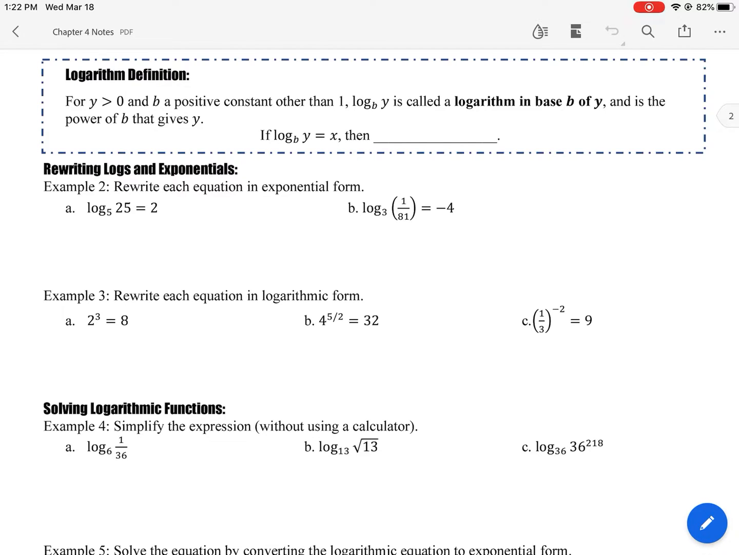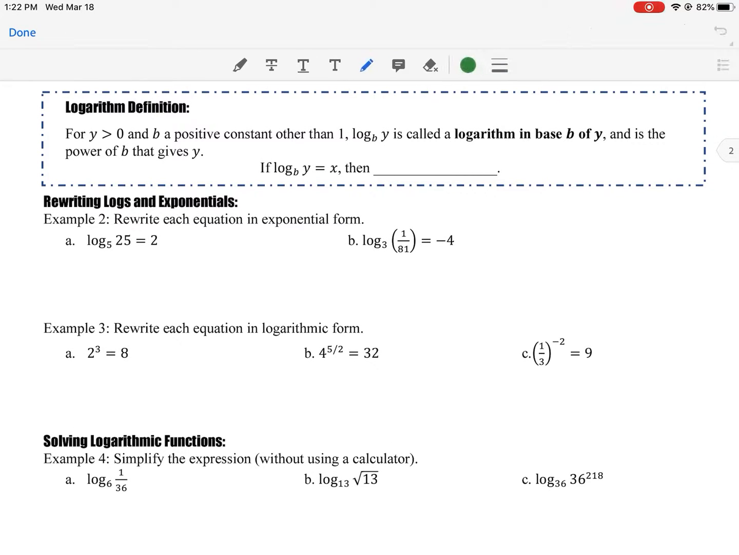So if you think about log base b of y equals x, I think a lot of teachers last year showed you like this, that you take the base and then you go to the answer and raise it like that to make it an exponent. So it's saying b raised to the x power equals y. So let's just rewrite each of these in exponential form.